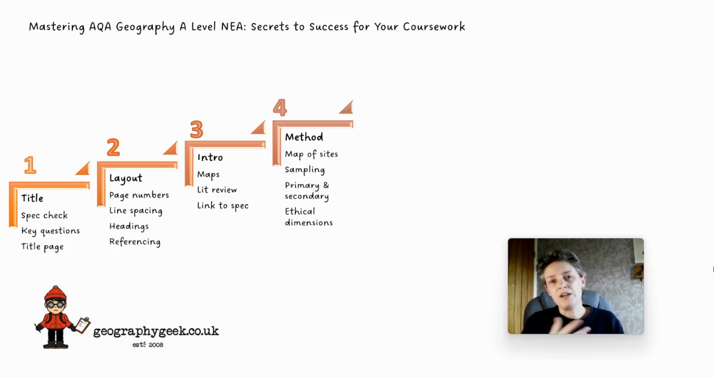You've got to have a range of primary and secondary data. So some things that you found out yourself, which would be the primary, and some things where you're using other people's data, so that would be secondary. And really importantly, you need to think about ethical dimensions. Now, ethical dimensions really is about people and the environment.